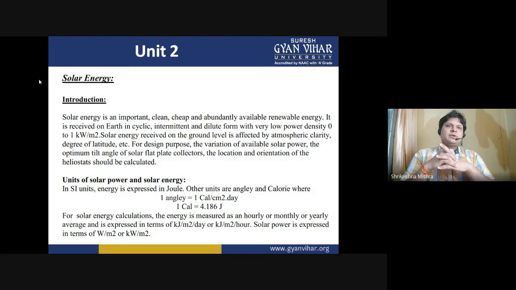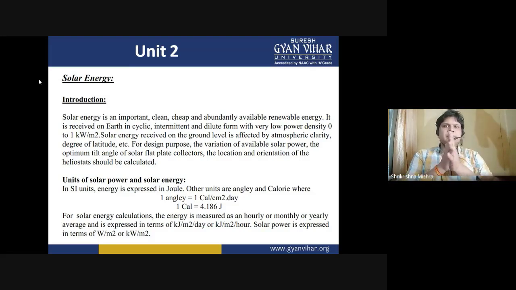Now, coming to the units of solar energy: in SI units, we all know energy is expressed in joules. Other units are the langley and the calorie. If you want to convert calories into joules, 1 calorie is equal to 4.2 joules. For solar energy calculations, the energy is measured as an hourly, monthly or yearly average, and is expressed in terms of kilojoule per meter square or kilojoule per meter square per hour.